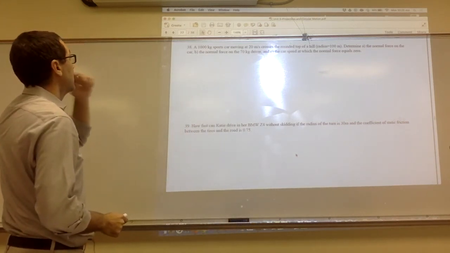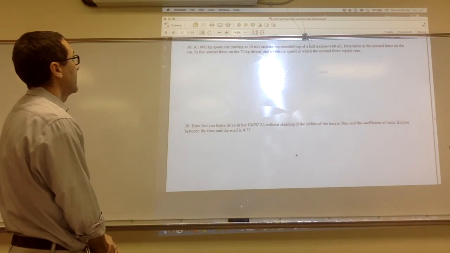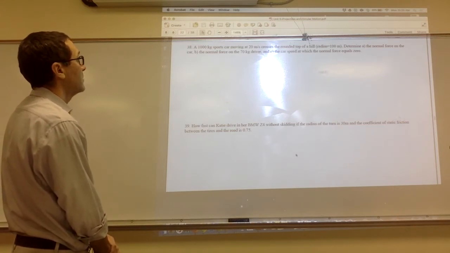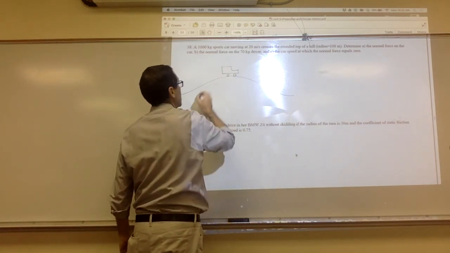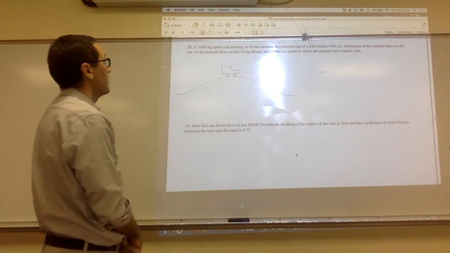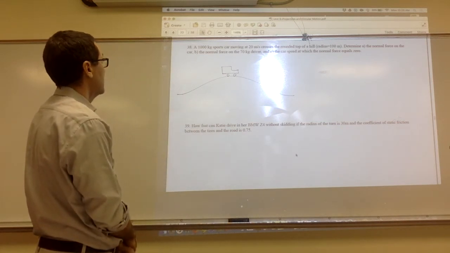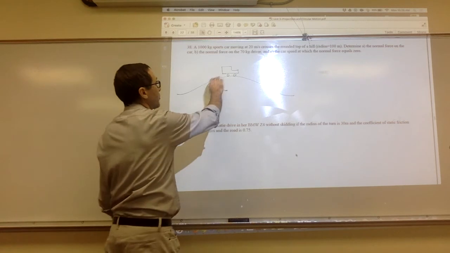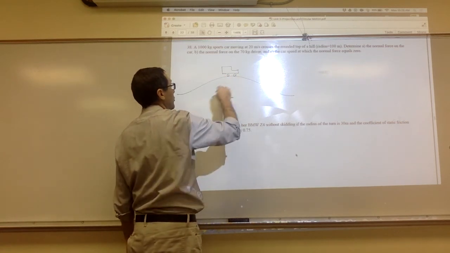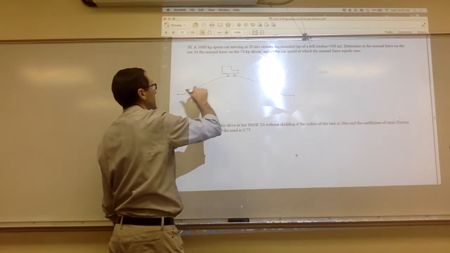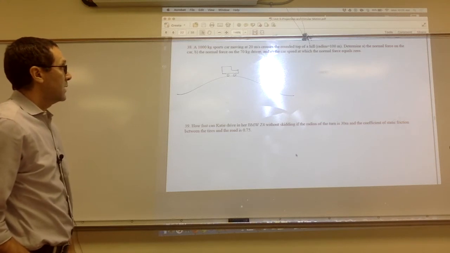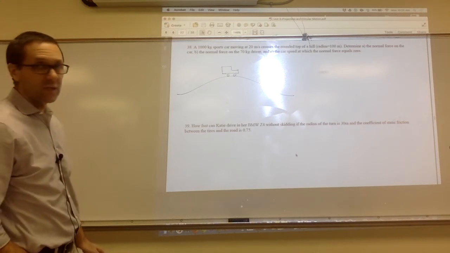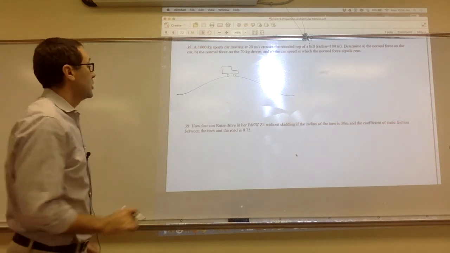Okay. A 1,000 kilogram sports car moving at 20 meters per second crosses around the top of a hill. So it's kind of like this. So the car is here. Determine the normal force on the car, the normal force on the 70 kilogram driver, and the car's speed at which the normal force equals 0. In other words, for part C, the tires no longer make contact with the road. Here you cannot say that Fg is equal to Fn, because this is not a flat surface, so you have to be extremely careful with that.